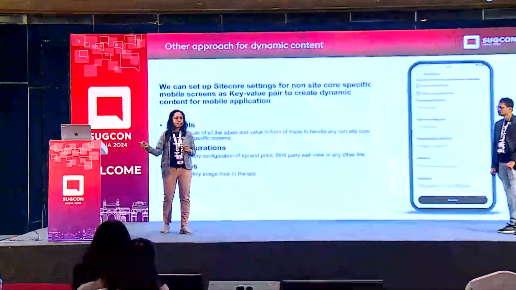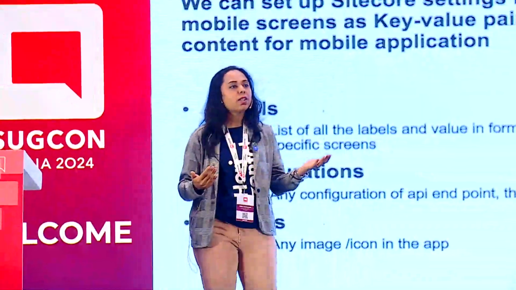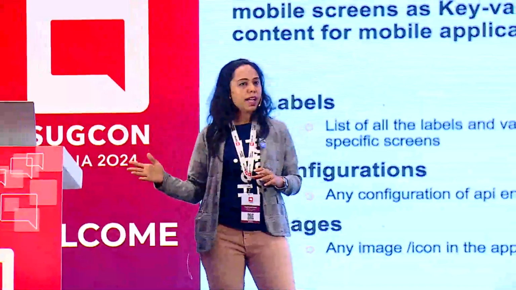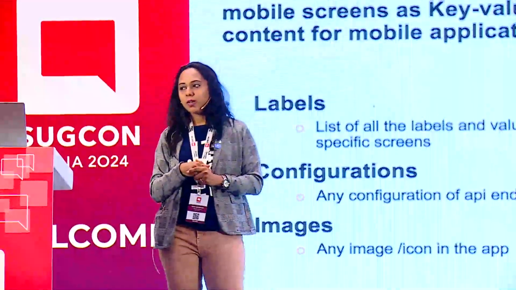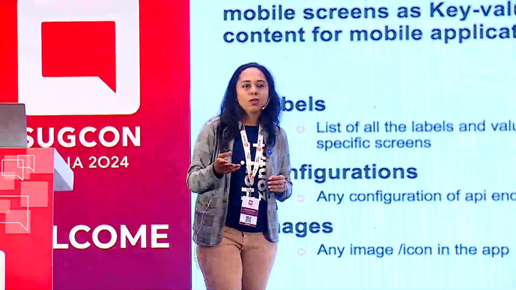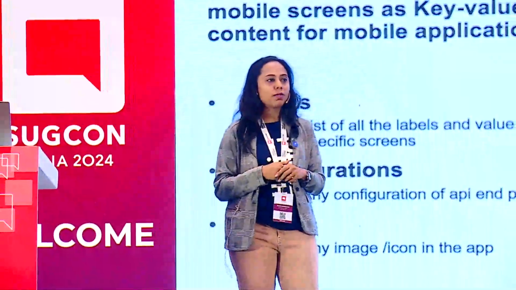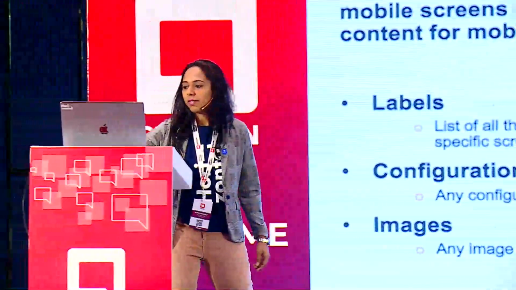For all of these labels, we can have a key value pair, and on the launch of the application, we can retrieve their data in the application, and everything will be dynamic for non-Sitecore components as well. So it will be very useful for us. Apart from that, you can have dynamic configurations and dynamic images loaded from Sitecore as well. So this is the other approach for dynamic content. Now we would like to show you the demo for it.